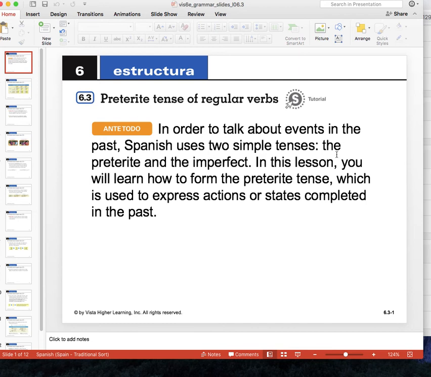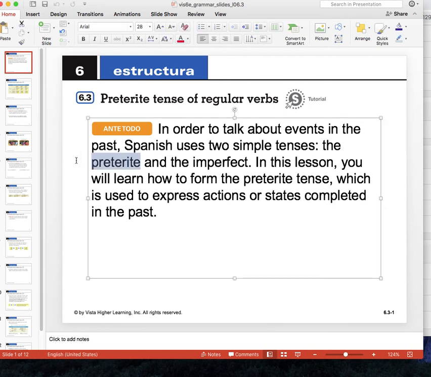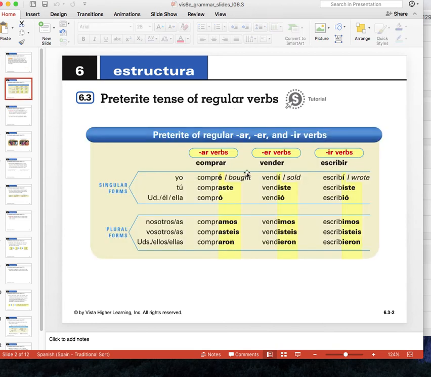In order to talk about events in the past, Spanish uses two simple tenses, the preterit and the imperfect. In this lesson, we're only going to look at the preterit, so we don't have to worry about the other one. These are how we talk about actions and states completed in the past. So first, how do we form the preterit?